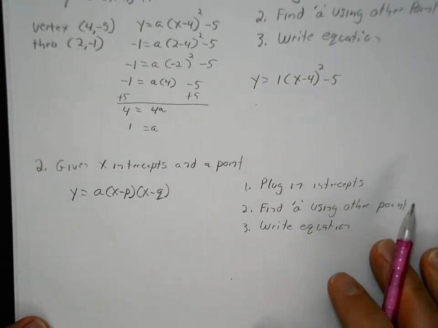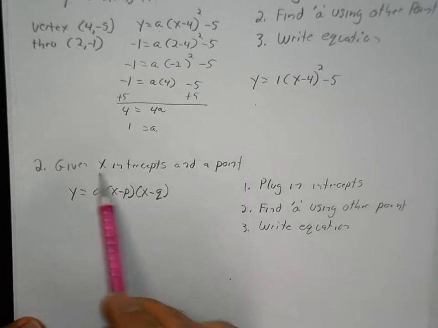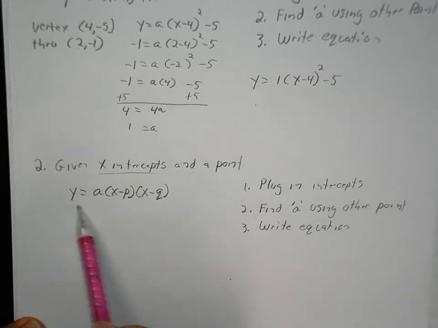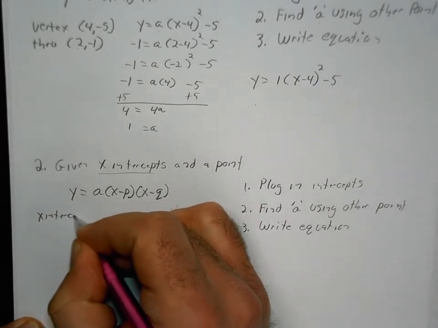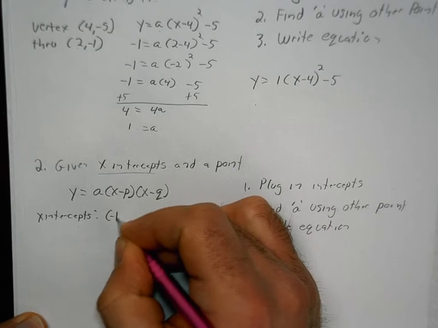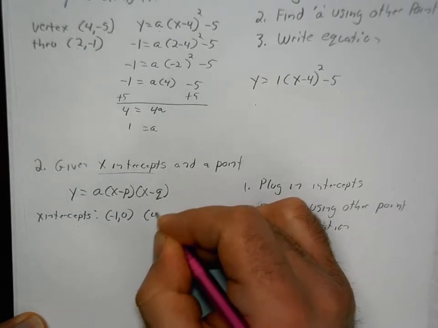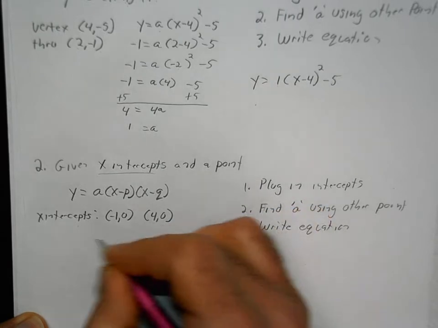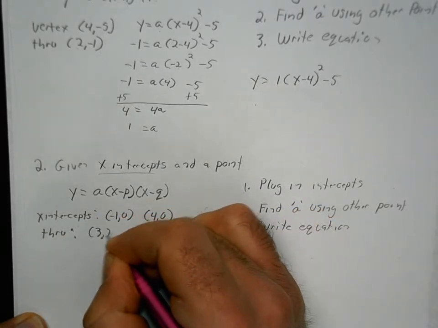Now what if we are given the x-intercepts and a point? It's pretty similar. If we're given the x-intercepts, we're going to use intercept form. Okay, so let's do an example. Let's say the x-intercepts are (-1, 0) and (4, 0). And then it passes through (3, 2).